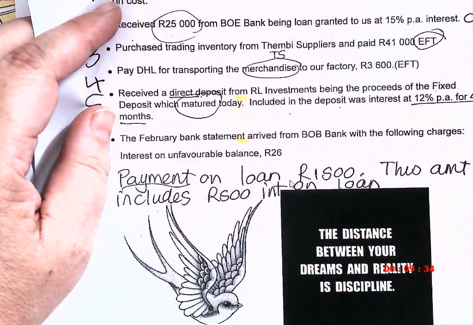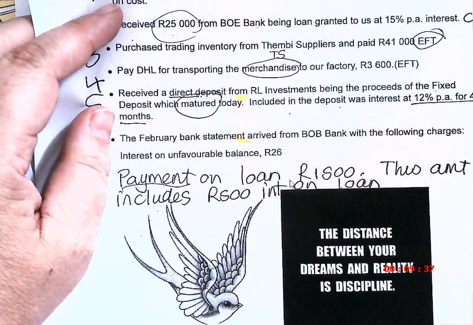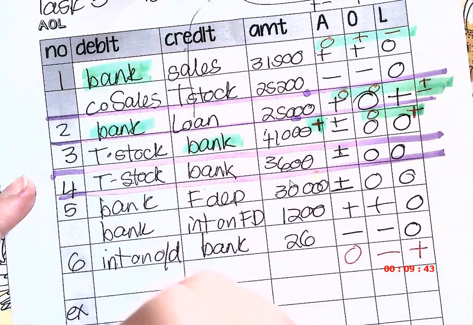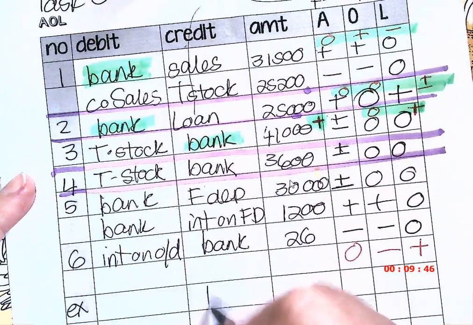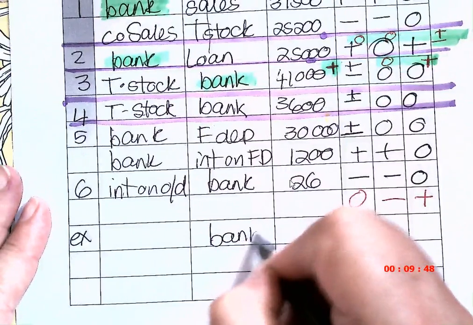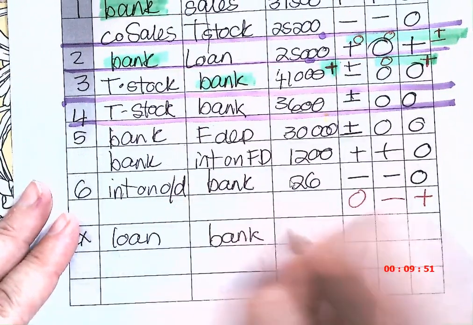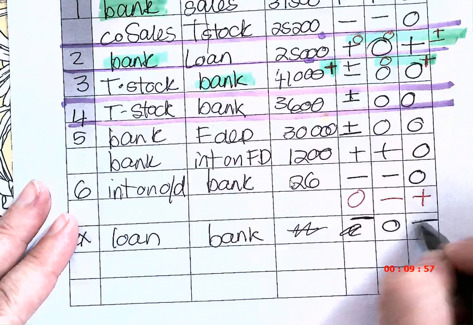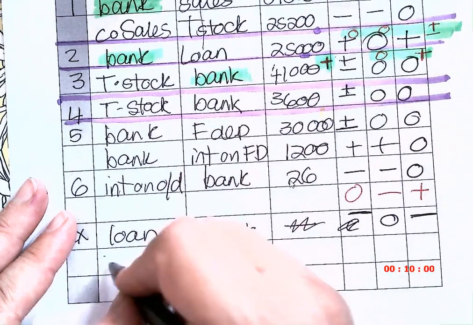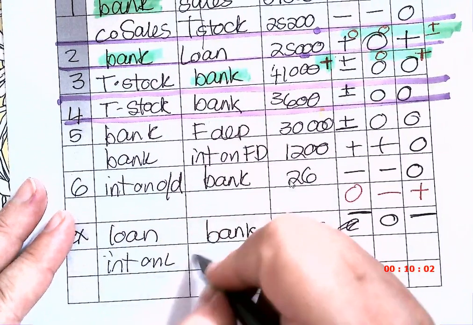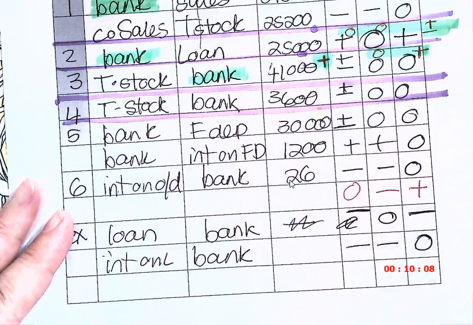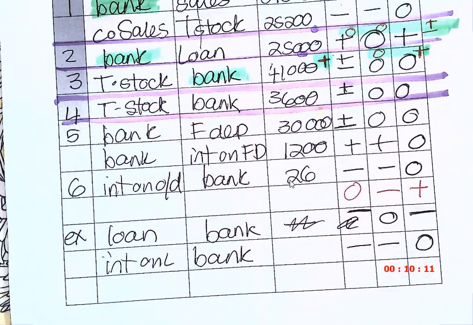I know this is just an additional transaction that I put in, but let me show you the AOL of this. Okay, that you have the format. If I pay back, I'm just saying here, example, if I pay my loan, my bank will be credit, loan will be debit, assets minus, assets minus, liability minus. If I pay my interest on loan, assets minus, equity minus, liability, 0. Are there any questions?